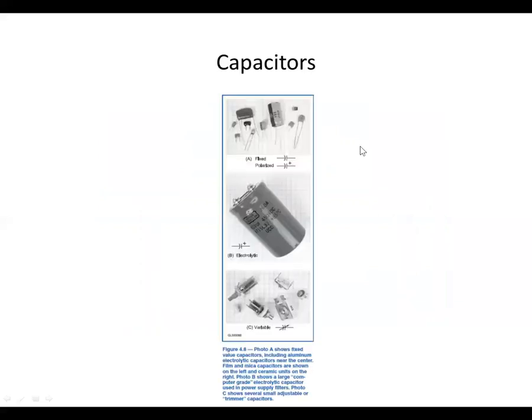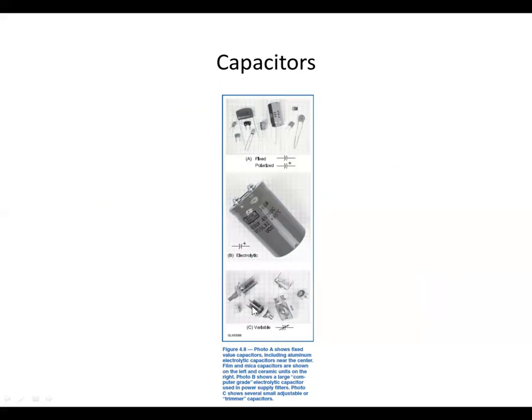Capacitors, there's tons of different kinds of capacitors. The fixed capacitor and polarized capacitors, the electrolytic, shown here. And these can be fairly good sized capacitors, and they're used quite a bit in power supplies. And then you can also have variable capacitors.